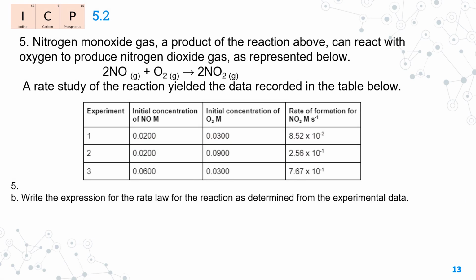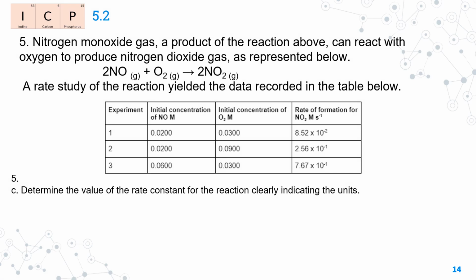If I move on to B, which asks me to write the rate law, remember our rate law includes K, so this is going to be rate is equal to K, concentration of nitrogen monoxide to the second power, concentration of oxygen. And then if we move on to C, C asks us to determine the rate constant for the reaction, clearly stating its units. So here I'm going to solve for K, and I just want to pick any experiment. So I'm going to pick experiment 1.